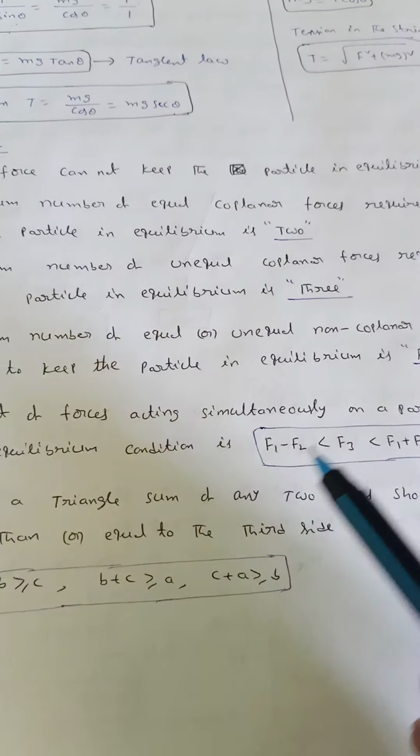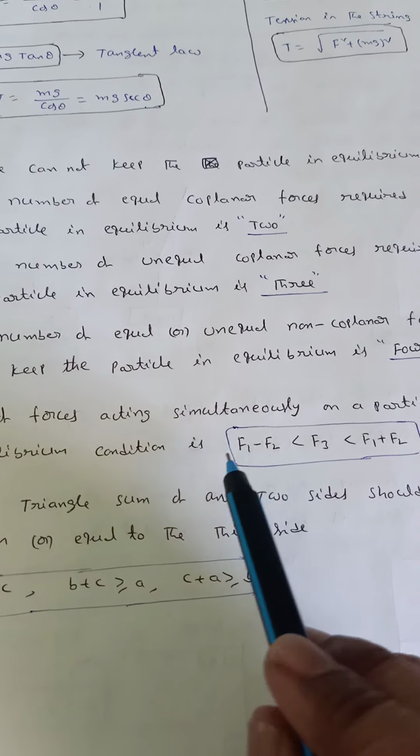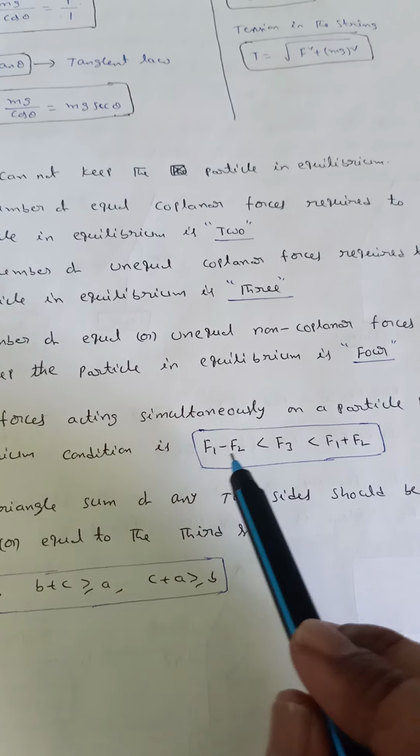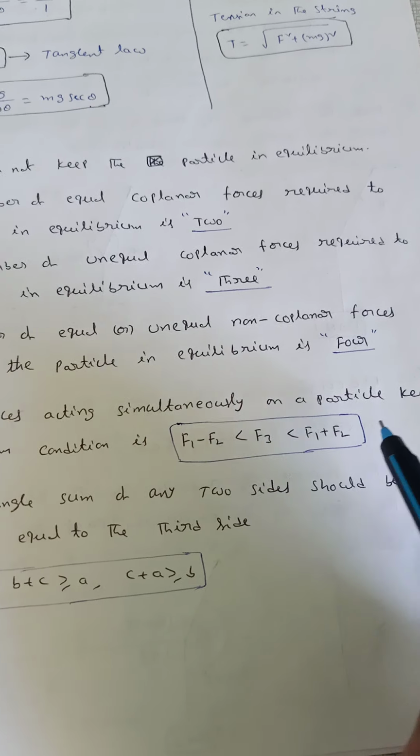Already discussed about the parallelogram law. This is the minimum resultant, this is the R, this is the maximum resultant. F1 minus F2 is less than F3, which is less than F1 plus F2.